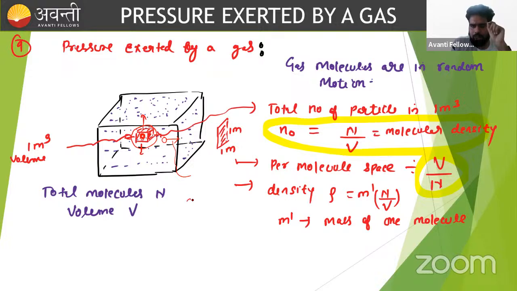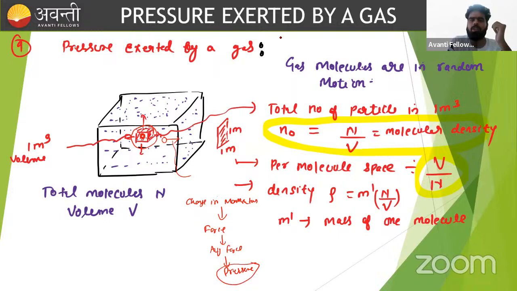So firstly, change in momentum comes into the picture, and we know from Newton's second law that whenever there is a change in momentum, a force will come. So this is the applied force. Since there are a large number of molecules, we have to find the average force. And we know that if we divide the force over area, we will get pressure.